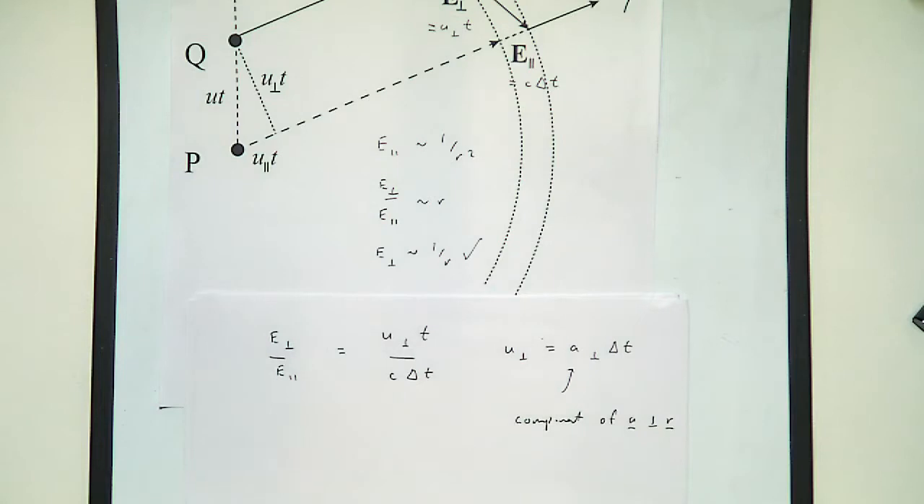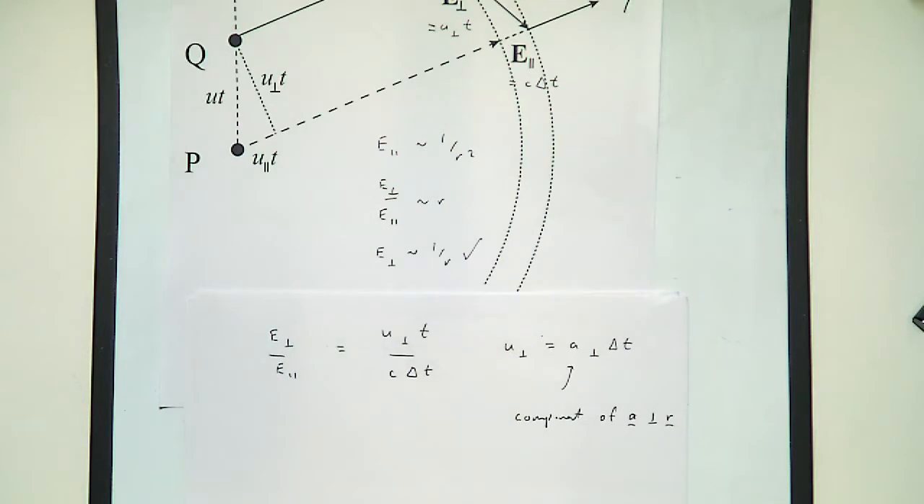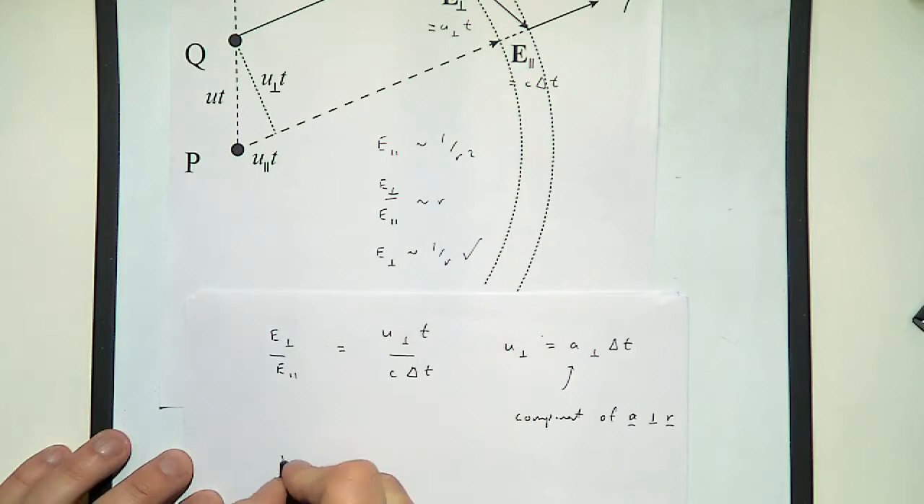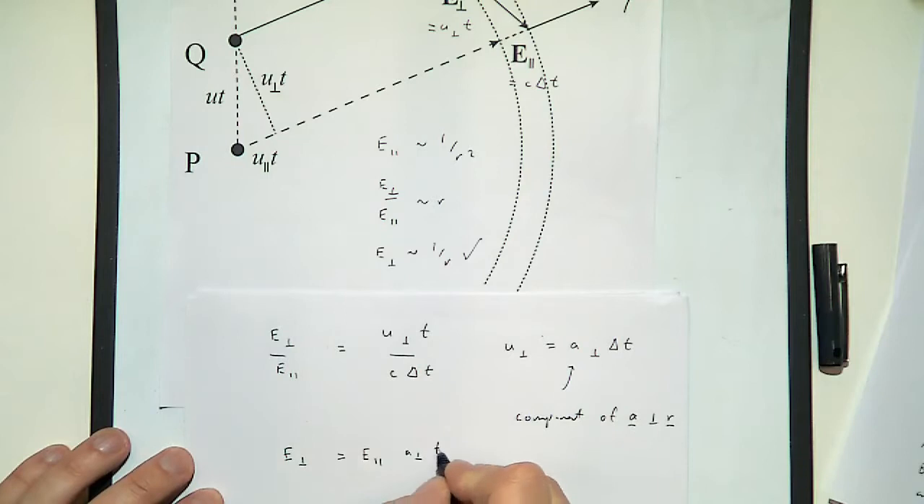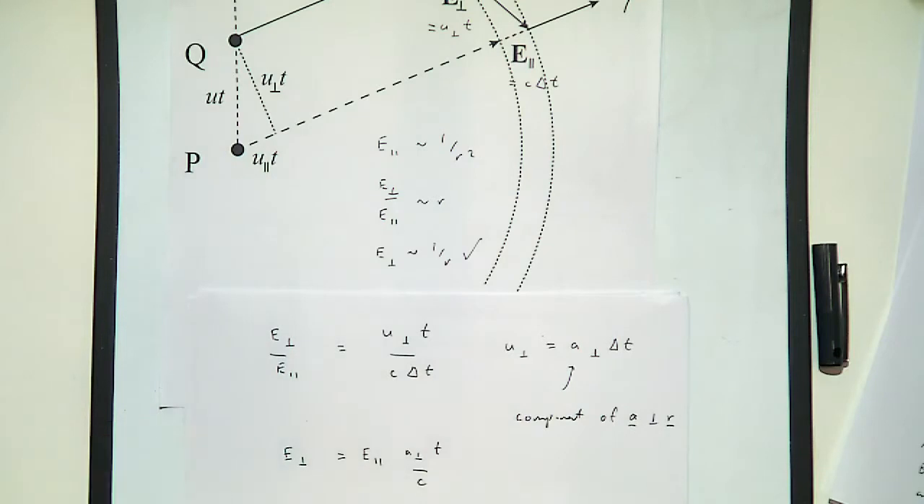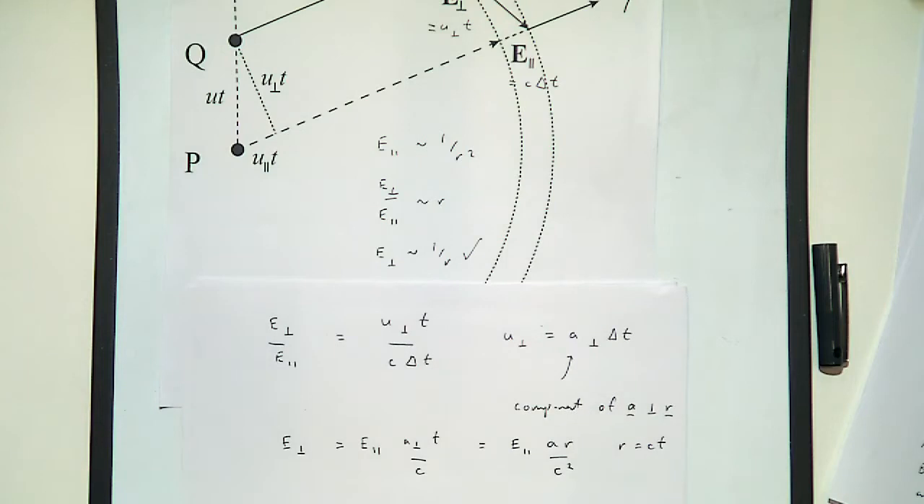Right? So then you can see ahead where we're going to be able to apply that a in many different contexts. So we can simply write down what E perpendicular is. It's equal to whatever the parallel component is, which we know falls as 1 over R squared, times a perpendicular t over c. Okay? The delta T's have disappeared. And it's therefore equal to E parallel a R over c squared, because we know that R equals ct. We know that the boundary is moving at the speed of light. Right?